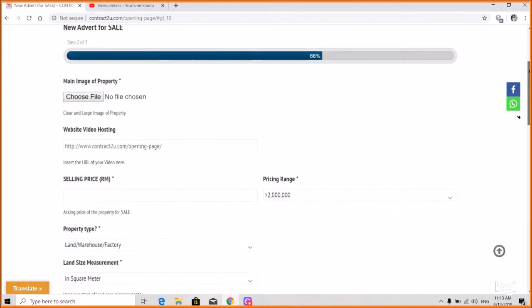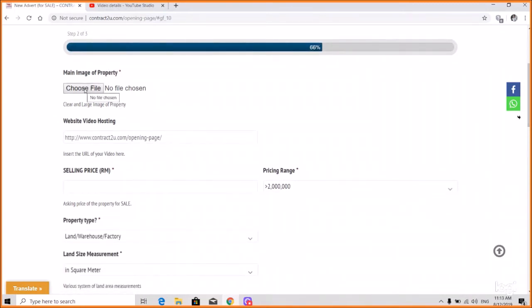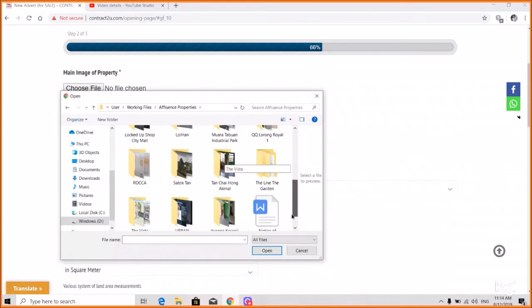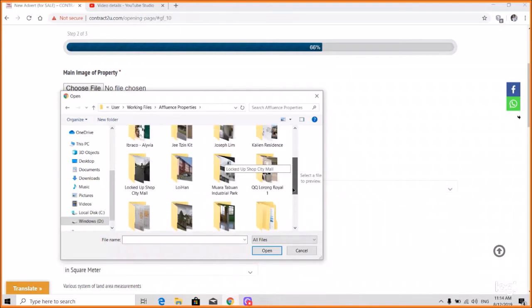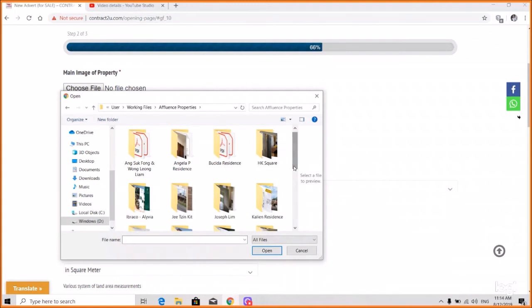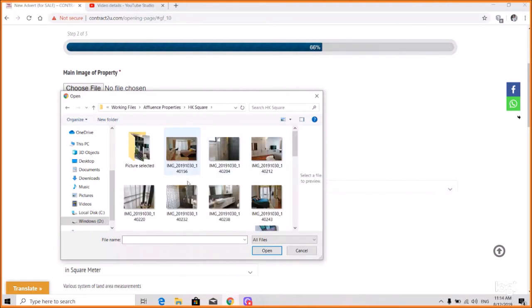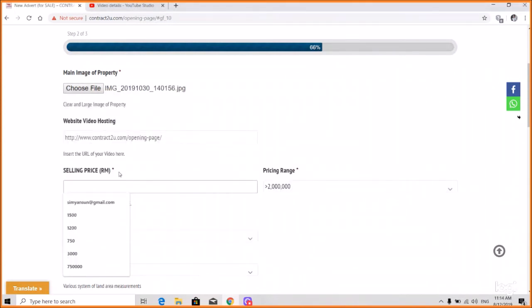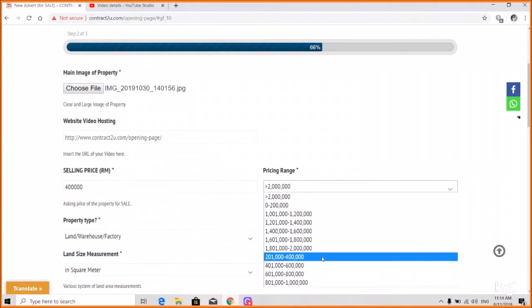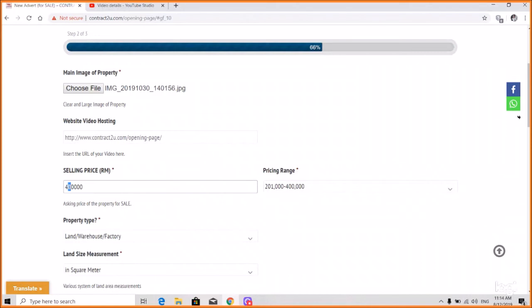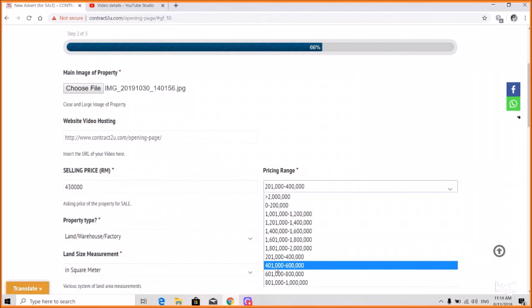So in the case of this particular listing, we have to choose an image. Let us choose an image related to a condominium. So let's say we choose this particular condominium, which is HK Square. So this is the likely picture I want to put in. And then the selling price, for example, we key in a selling price of 400,000. Price range of 200 to 400,000. Maybe we look at it at 430,000, easy. So here, 430,000 is between 401 and 600,000.